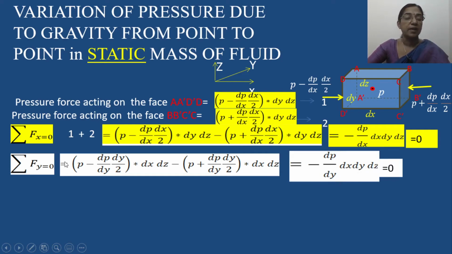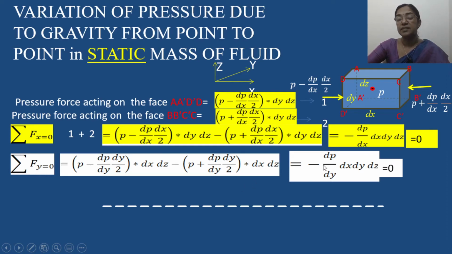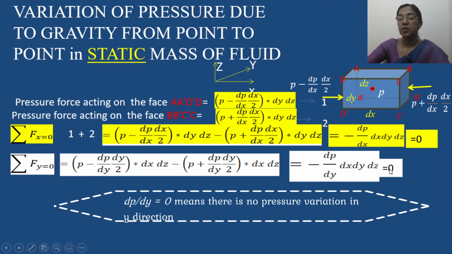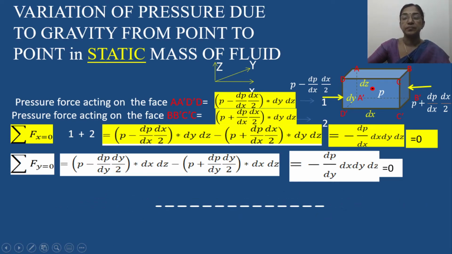By considering sigma Fx equal to 0, you will get dP by dx equal to 0. That means there is no variation of pressure in x direction. Similarly, considering sigma Fy equal to 0, you will get minus dP by dy equal to 0, or dP by dy equal to 0. That means pressure is not varying along x direction or in y direction in a static mass of fluid.